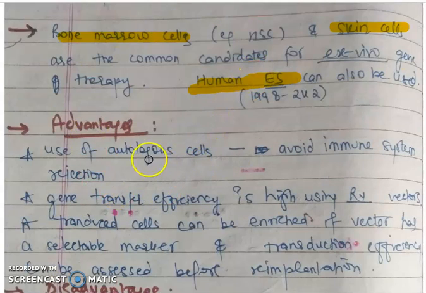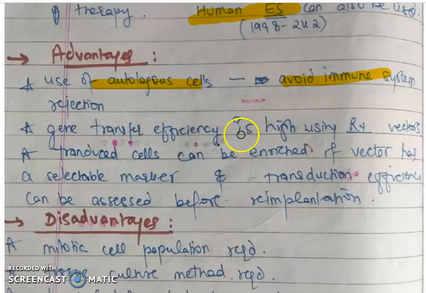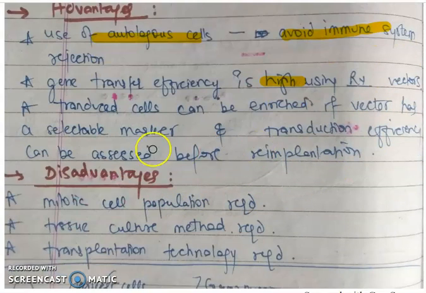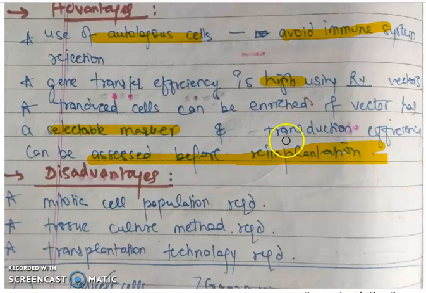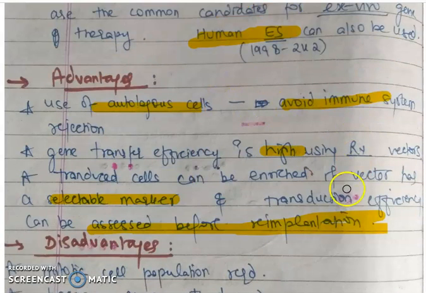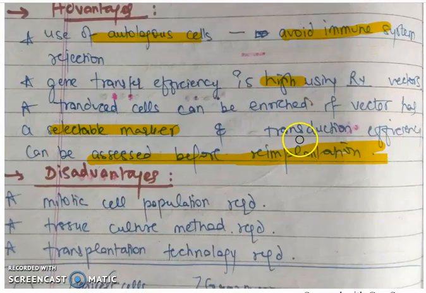The main advantages: being autologous, from the patient's own body, they avoid any kind of immune rejection, and gene transfer efficiency is high when we use a retroviral vector for transfer of the gene. We can enrich the cells that have taken up the gene, we can enrich the transfected cells using a selectable marker, and the transfection efficiency can be evaluated before putting the cells back into the patient's body. So these are the advantages of using ex vivo gene therapy.